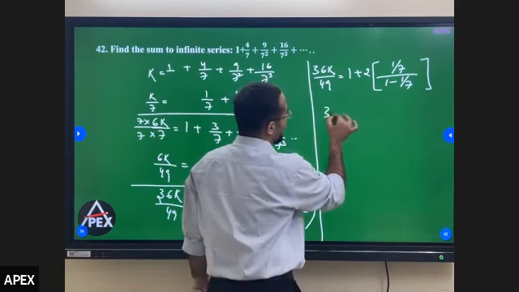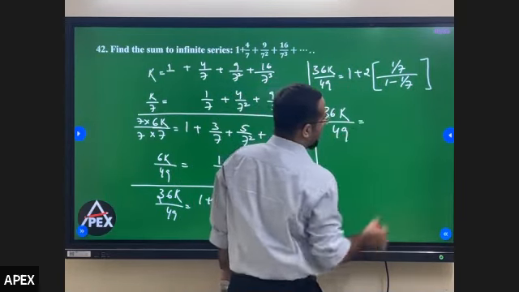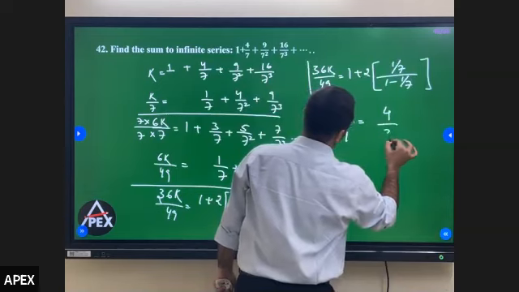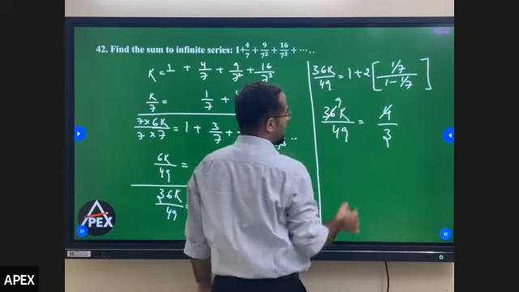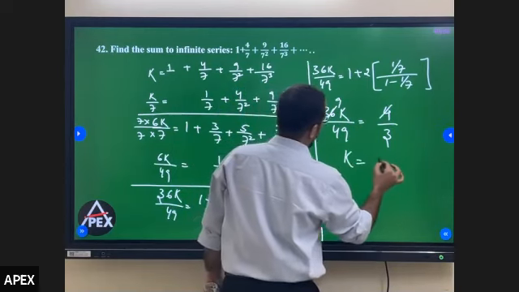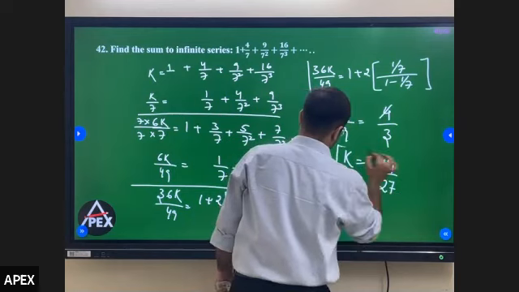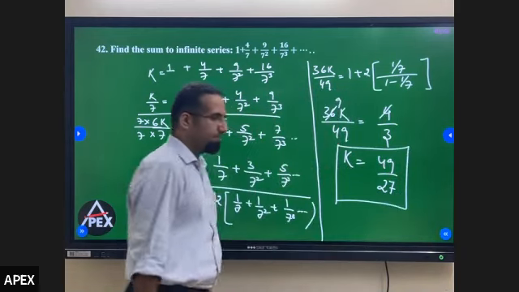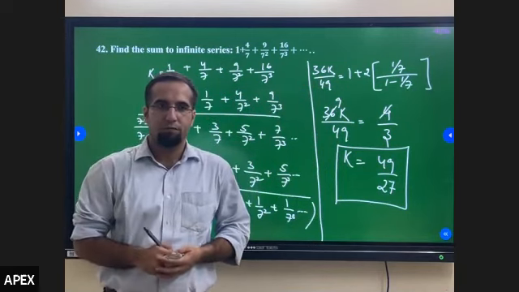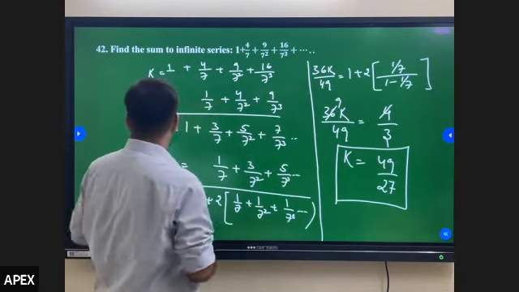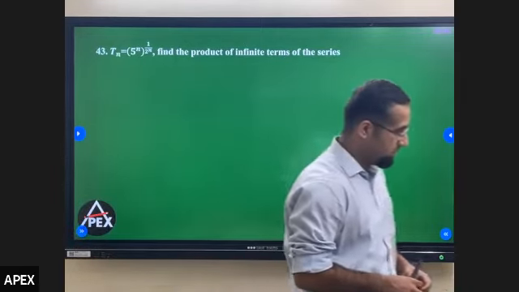So I can directly simplify this as 36k by 49 equals 4 divided by 3. So 4 ones are 4, 4 nines are 36. So the value of k is equal to 49 by 27. This should be your final answer. Clear? Can I proceed? Yeah, let's solve this, please.